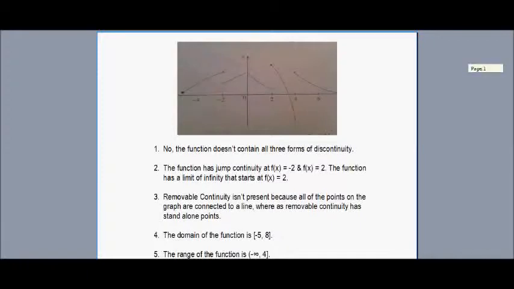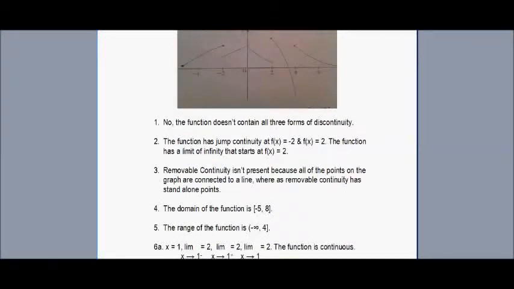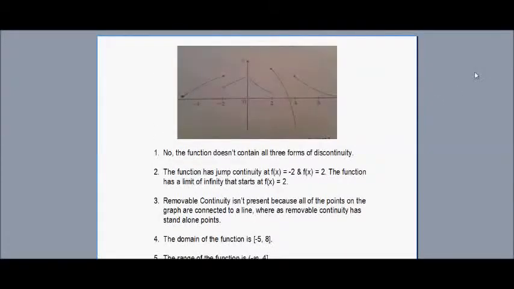At number 5, you have the range of the function, which is looking from your lowest y value to your highest y value. Now, if you go back to number 2, where we said that we have jump discontinuity, a limit of infinity, you're going to use that as a part of your y, because it starts all the way from negative infinity. You see that there, how it doesn't have an ending, it just keeps going and going.